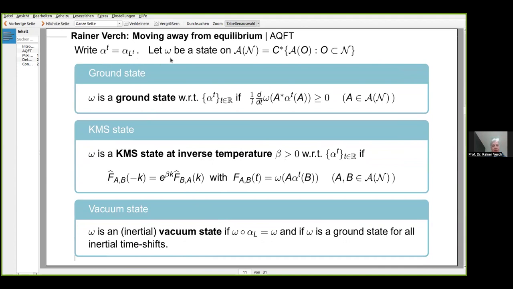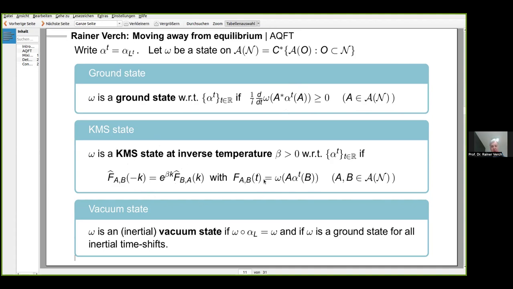And if we have a state on the corresponding algebra, then we have the following types of states. We have a ground state. This here is the ground state condition. I assume it's familiar to you. Or we have KMS states, and here I'm giving the KMS condition in its Fourier transformed variant.